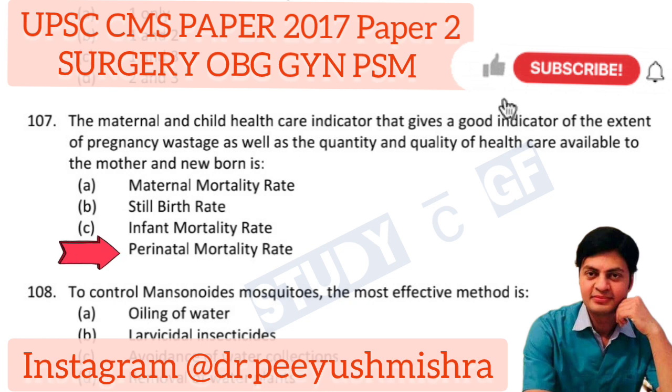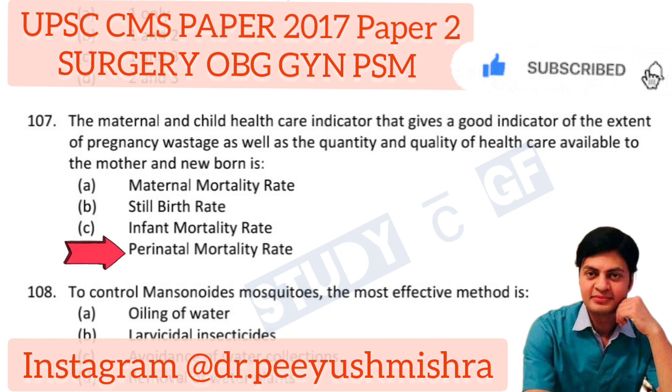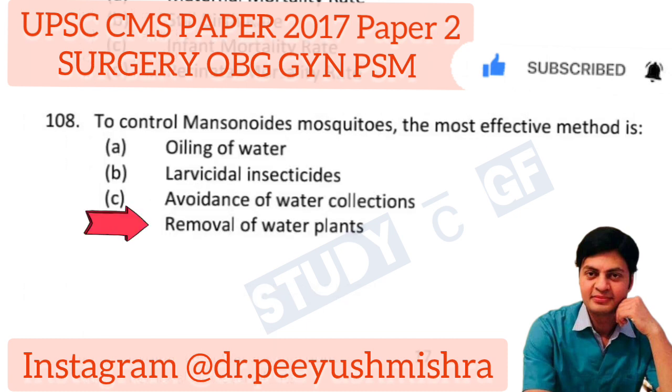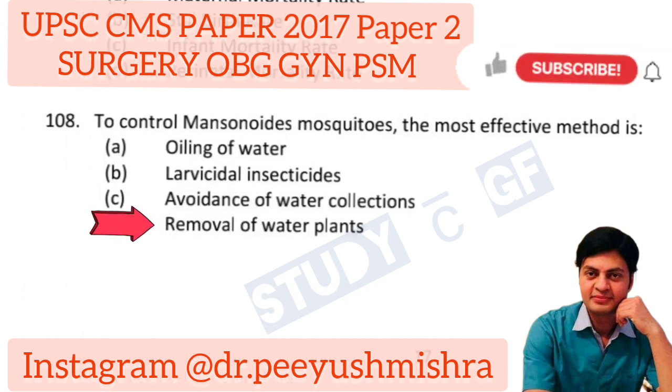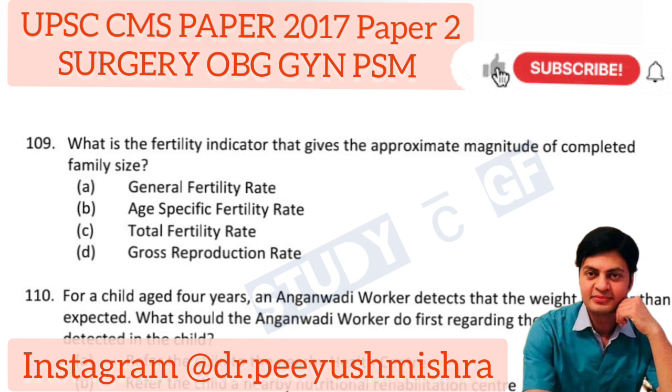The maternal and child healthcare indicator that gives a good indicator of the extent of pregnancy wastage as well as the quantity and quality of healthcare available to the mother and newborn is perinatal mortality rate. To control Mansonioides mosquitoes, most effective method is removal of water plants. What is the fertility indicator that gives the approximate magnitude of completed family size?